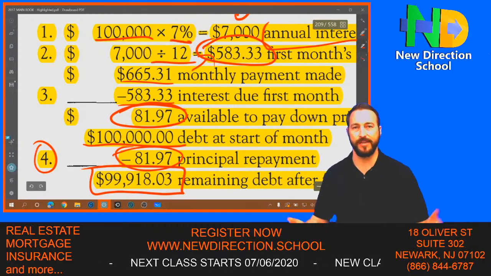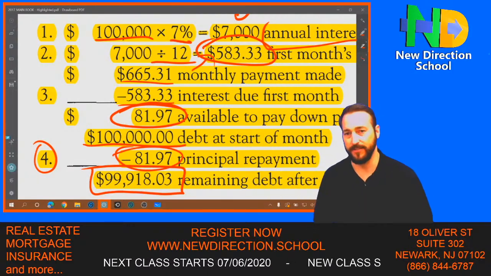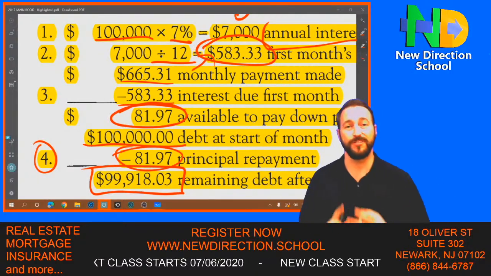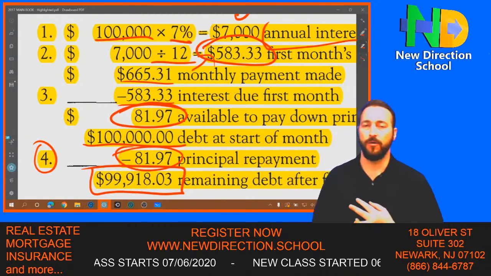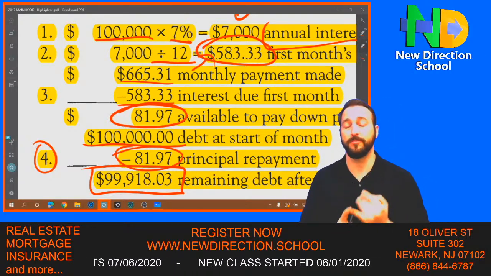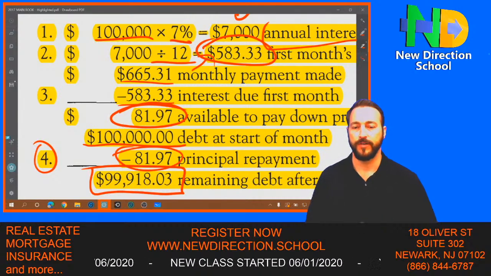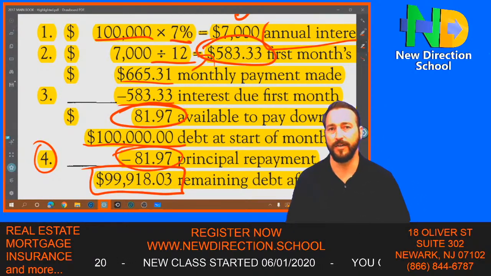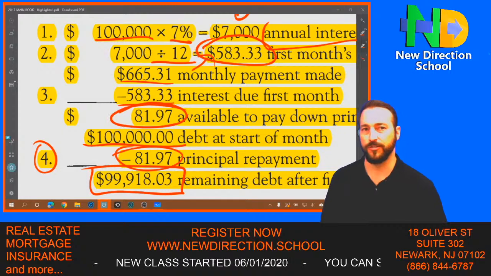The question in the state exam could have been for any of these steps, like what is the annual interest? What is the first month's interest? Or how much went to principal? And number 4, what is the principal balance? Okay, 4 steps. That's why I have it all in yellow, because it could be an actual question similar to this.